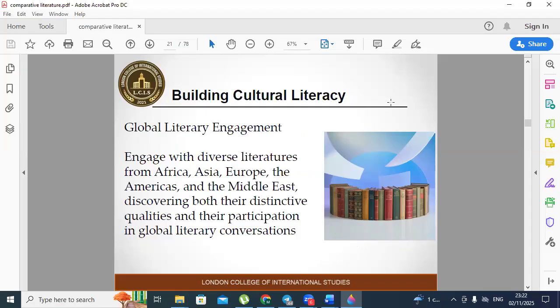So this slide begins to detail what cultural literacy means in practice. Global literacy engagement involves actively reading and analyzing diverse literatures from all continents: Africa, Asia, Europe, the Americas, and the Middle East. The goal is twofold: to appreciate the distinctive qualities of each tradition and to understand how they participate in global literary conversations. You're not just studying separate blocks of culture, you're seeing how they talk to each other.